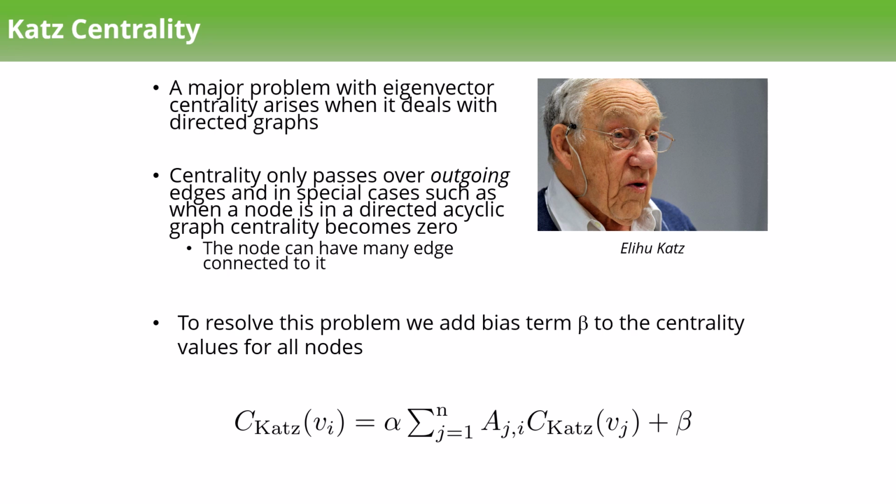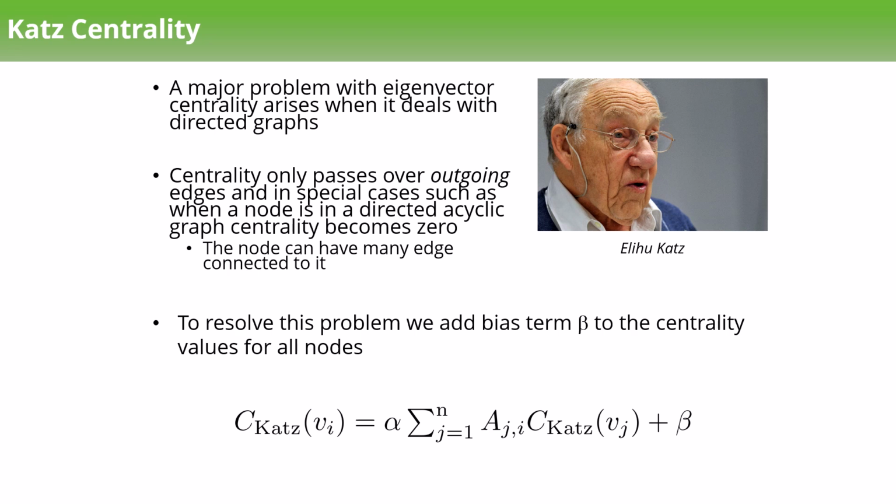So the next one is Katz centrality. Centrality only passes through outgoing edges. In some directed graphs, particularly directed acyclic graphs, a node's centrality can become zero, even though it has many connections. Simple example, A to B to C. C may have several incoming relationships, but because the direction of propagation is important, the basic eigenvector calculation can produce undesirable zeros. So we use a bias term in the Katz centrality, which is beta.